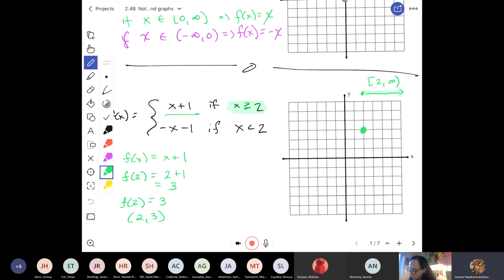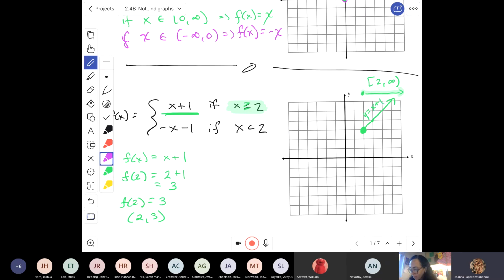What do I know about this rule? The slope's 1. Beautiful. So from this point, I would rise. How much? 1. And run. 1. Beautiful. And there's that piece. So this is y equals x plus 1 defined on that interval.